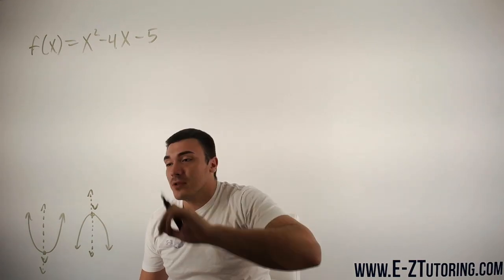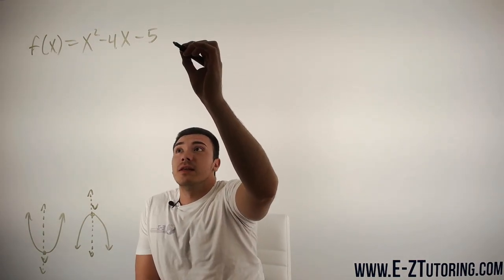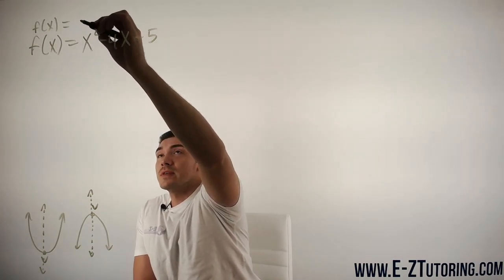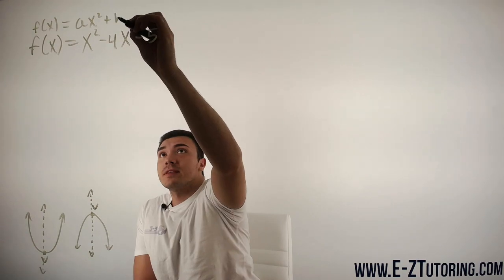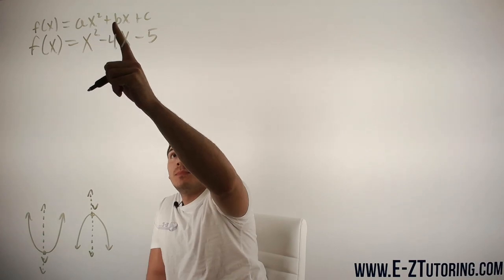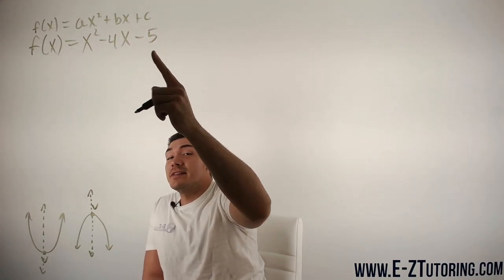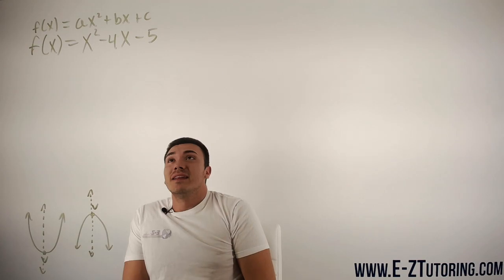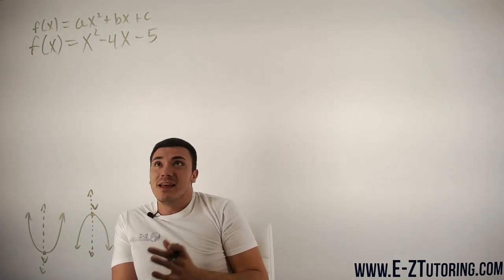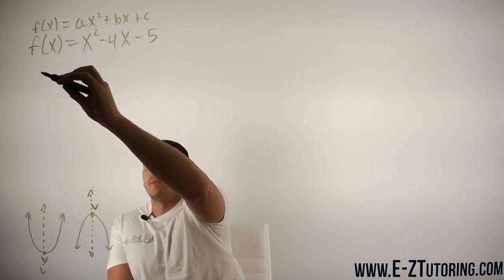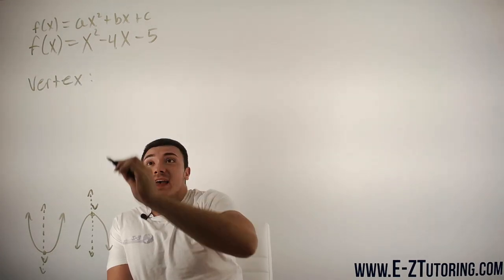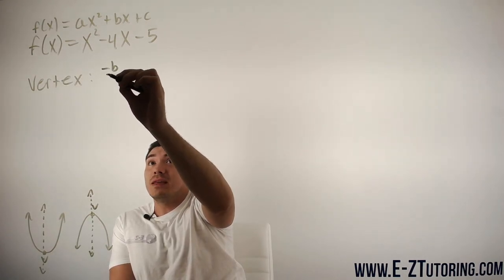So now, jumping in to here, this is written in the form of f of x equals ax squared plus bx plus c, where a is 1, b is negative 4, and c is negative 5. The reason I'm writing the standard form over here is because we are going to use a, b, and c to find some things about our parabola. The first thing we're going to find is our x coordinate for the vertex, you can find by doing negative b over 2a.